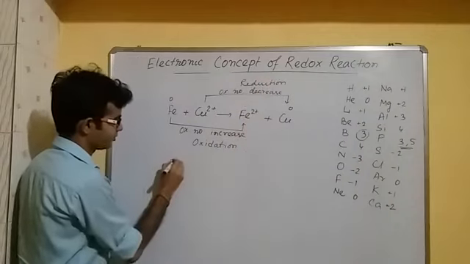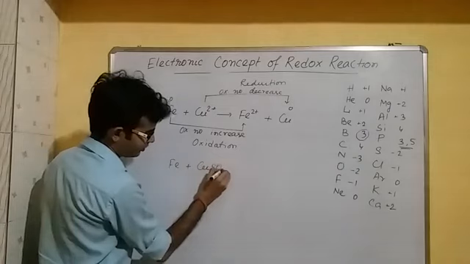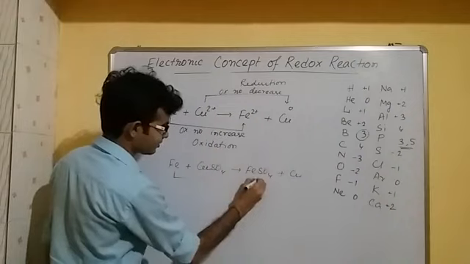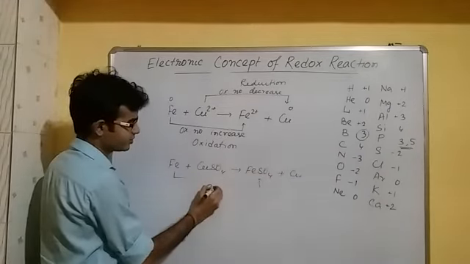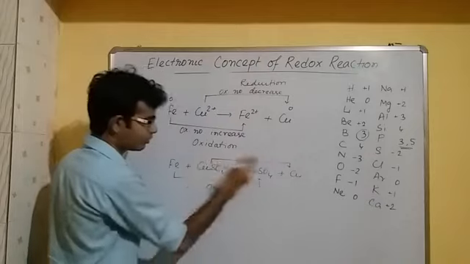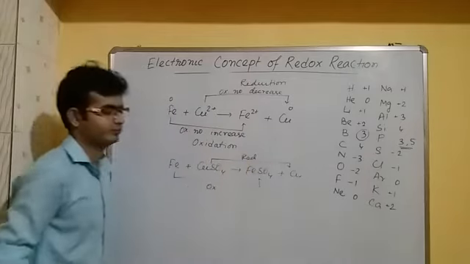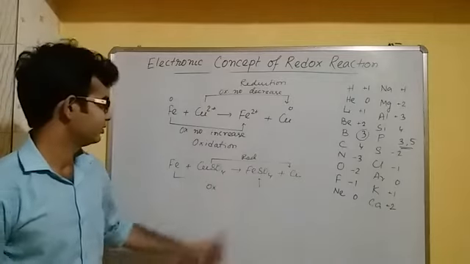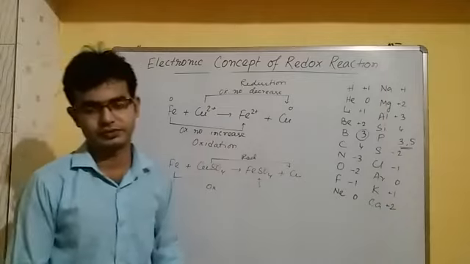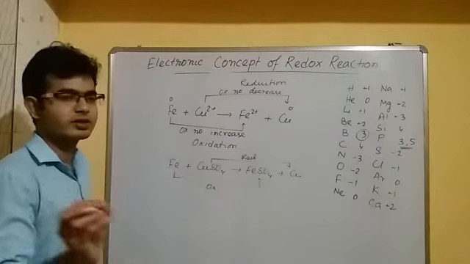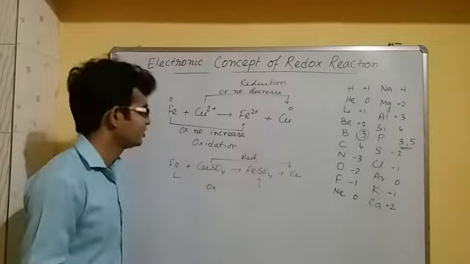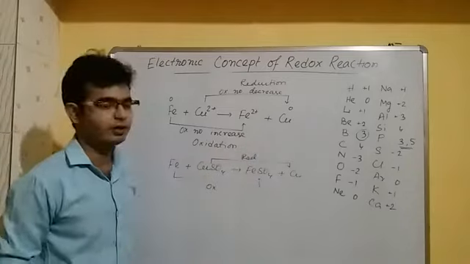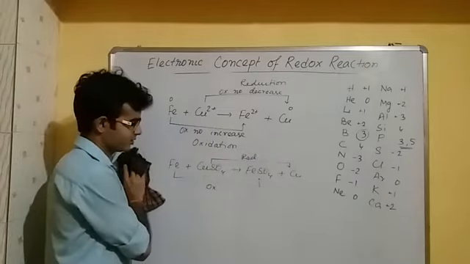Can you remember this equation? This one is actually Fe plus CuSO4 gives FeSO4 plus Cu. Look at this. Here the addition of oxygen takes place, so it is oxidation. Here removal of oxygen takes place, so it is a reduction. Oxygen addition, oxygen elimination. And this one is the electronic concept. Clear? The question you have in your mind is how you know that this one is Cu2+ and this one is Fe2+. We'll discuss it just after 2 minutes.